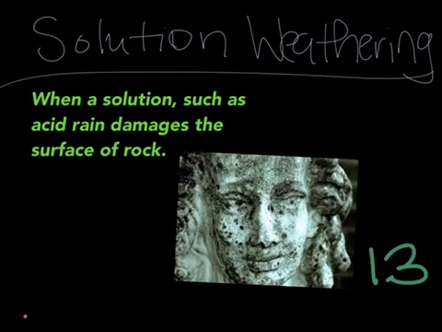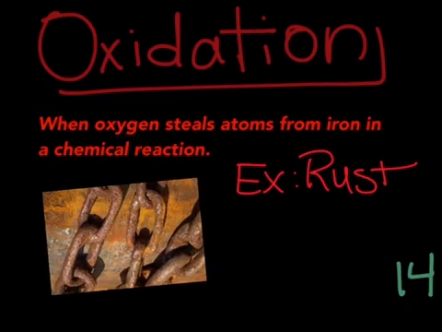So you can see it only happens on the surface. For example, we have this statue here. This statue has been worn away by acid rain. This next one is oxidation. Oxidation is another chemical change. It is when oxygen steals atoms from iron in a chemical reaction. So when oxygen steals atoms from iron, you get rust.